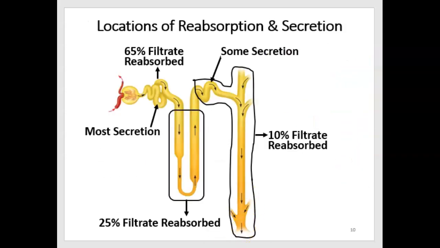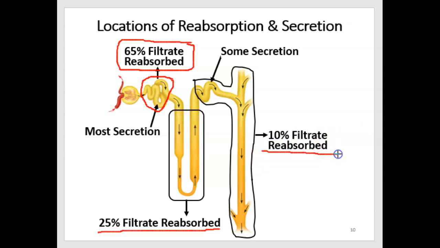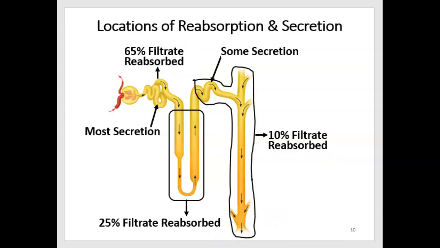As an overview, we can say that 65% of the filtrate is reabsorbed in the proximal convoluted tubule, and 25% is reabsorbed in the loop of Henle. That leaves just 10% or 9% to be reabsorbed in the collecting duct, and then the rest will become urine. So reabsorption happens in 3 major locations: proximal convoluted tubule, loop of Henle, and the collecting duct.